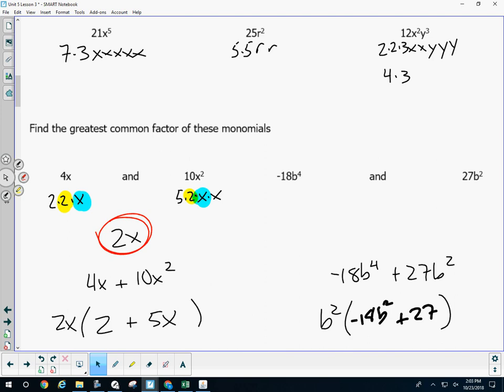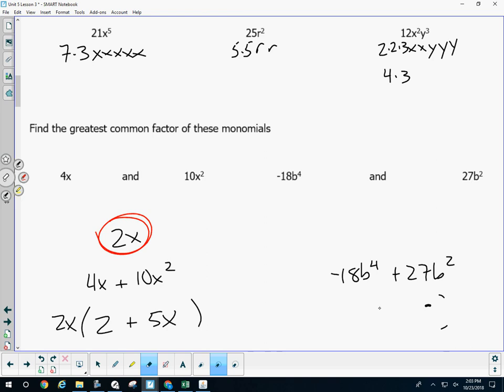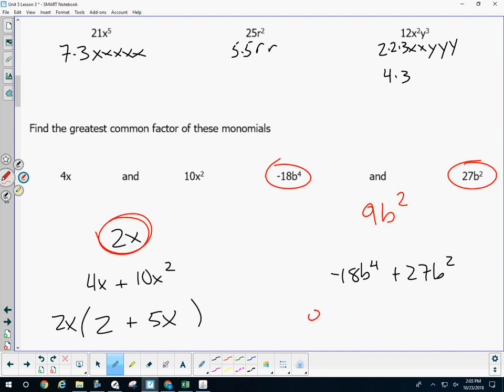Why don't you do negative 2 instead of negative 1 and 2? I don't want to confuse us. Don't worry about it. All I'm saying is, what is the biggest stuff that they share? They share a 9 and a b squared, which means if I want to turn this from a sum into a product, I can pull out a 9b squared, leaving me with negative 2b squared plus 3.